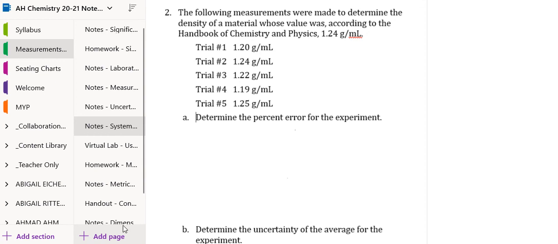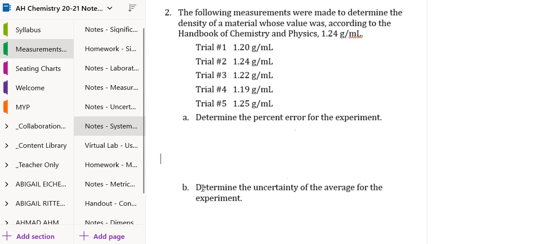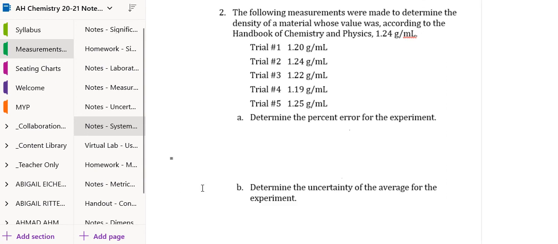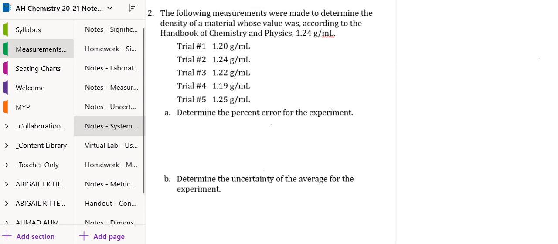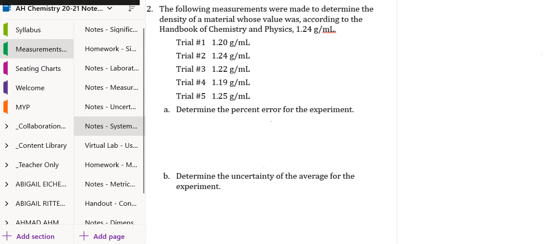If I was working this problem, I would actually do B first. So let's look at B. For B, we're going to find the average with the associated uncertainty. To find the average, we are going to add the 5 trials together, and then divide by 5. Why divide by 5? There are 5 trials. So I got 1.22. Good.